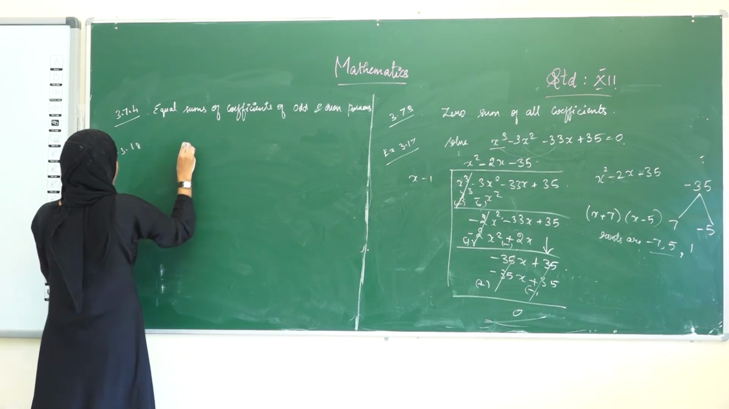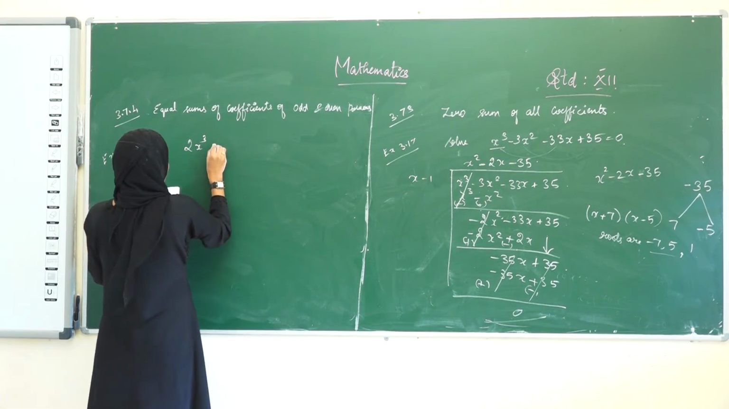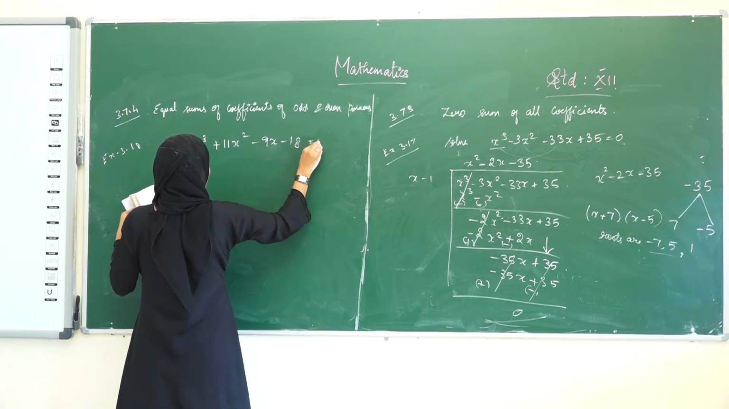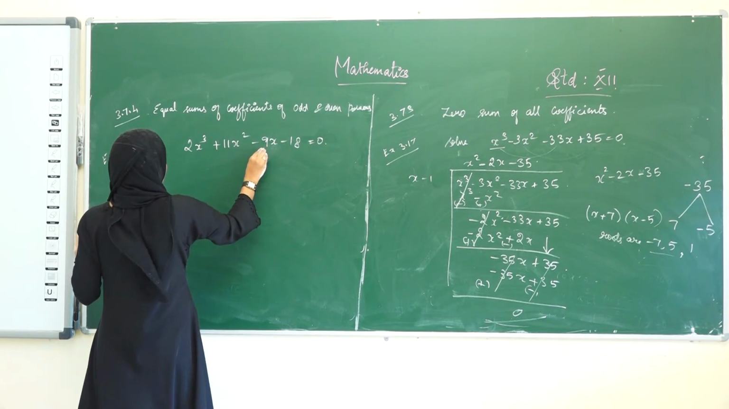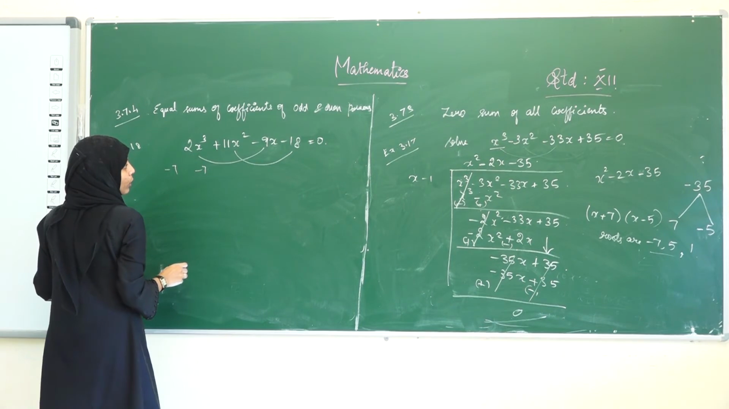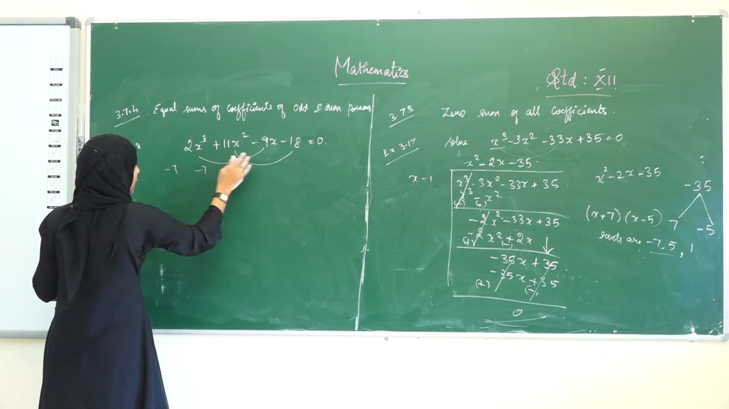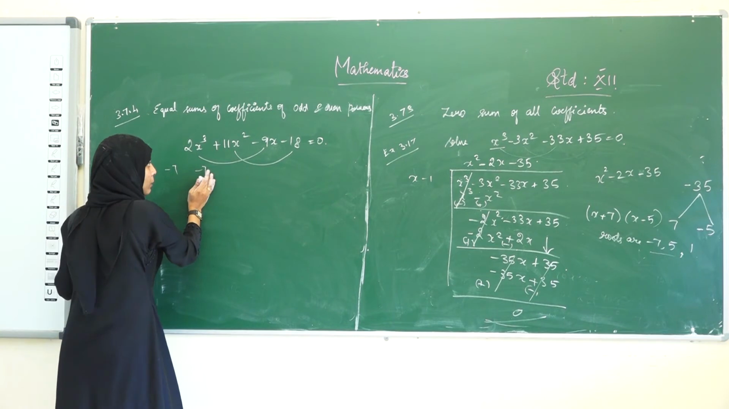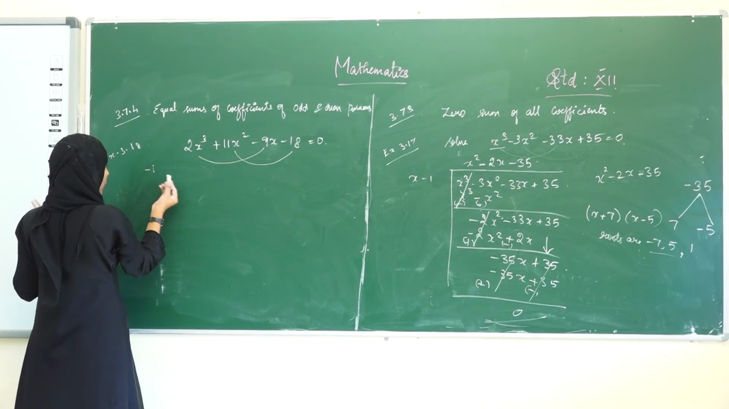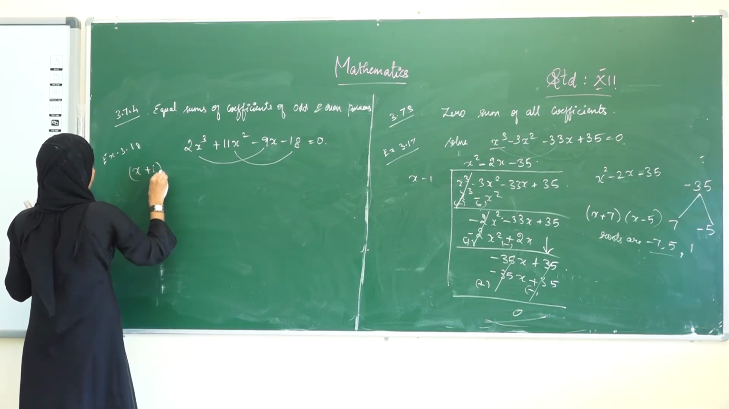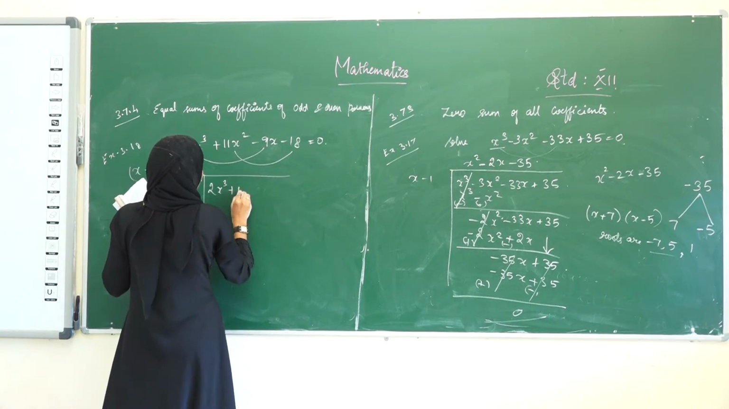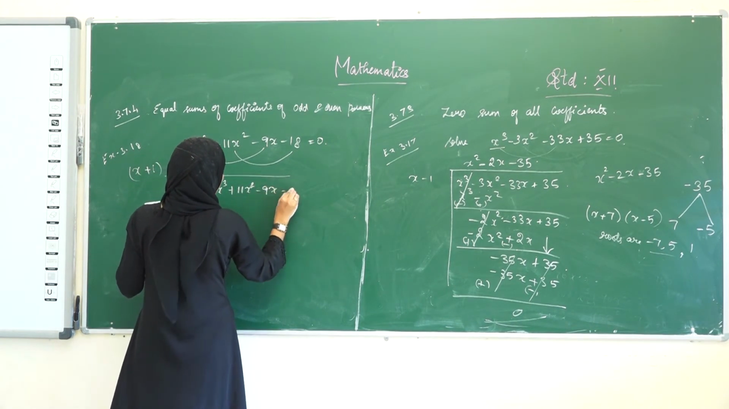3.18, solve the equation 2x cube plus 11x square minus 9x minus 18 equal to 0. See here, on adding these 2 we get minus 7, on adding these 2 we get minus 7. Therefore, the sum of the coefficients of the odd powers is minus 7, and the sum of the coefficients of the even powers is also minus 7. Since these two are equal, we can take minus 1 as its root. With minus 1 as a root, the factor will be x plus 1. Then we can take the long division method, 2x cube plus 11x square minus 9x minus 18.